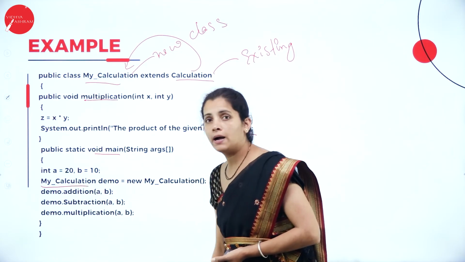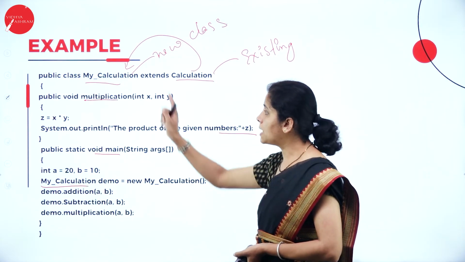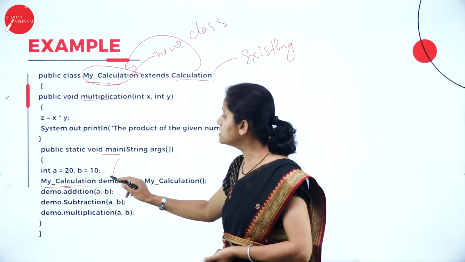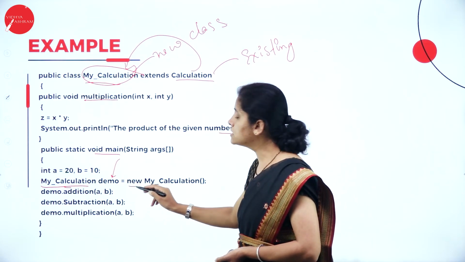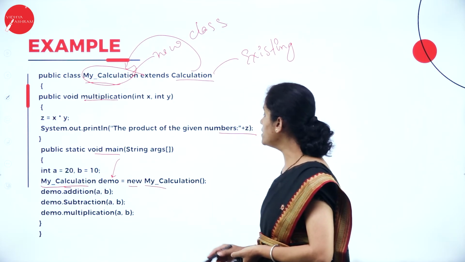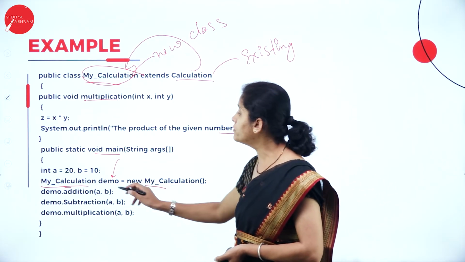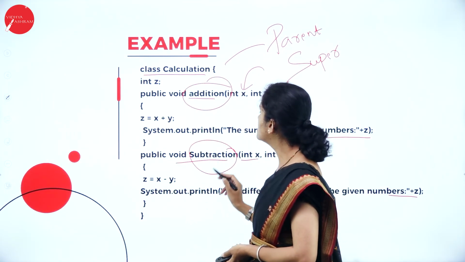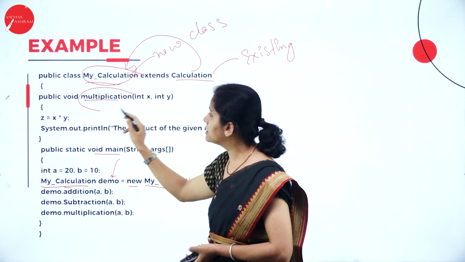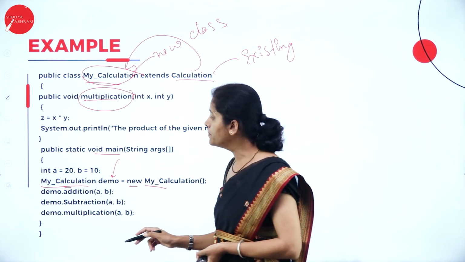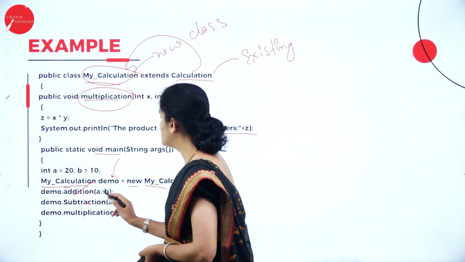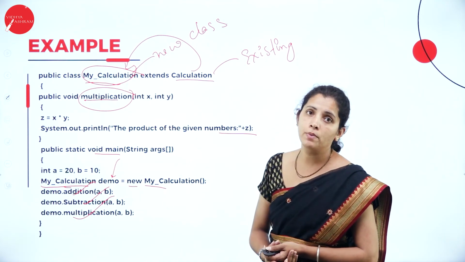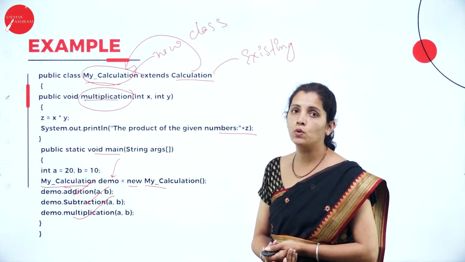So here, what is my class name? That is nothing but the subclass name, my calculator. Then demo is nothing but the object, new is an operator, and see my calculator. Now with the help of this object, I'm going to call the method addition, the method subtraction and the method multiplication. So here demo.addition, demo.subtraction, demo.multiplication. So dear student, this is the way I can use inheritance in my program.